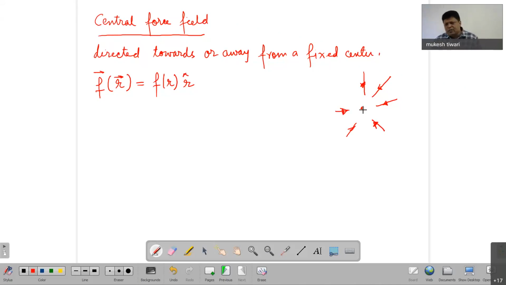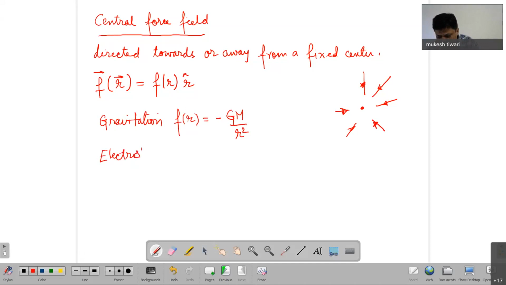And we have seen a lot of examples of this in school also. Some of the examples that you certainly know are, for instance, gravitation. So for gravitation, this f of r involves the gravitational constant. We'll be talking about it, and you have all seen it earlier also, electrostatic fields. Let me write it completely.